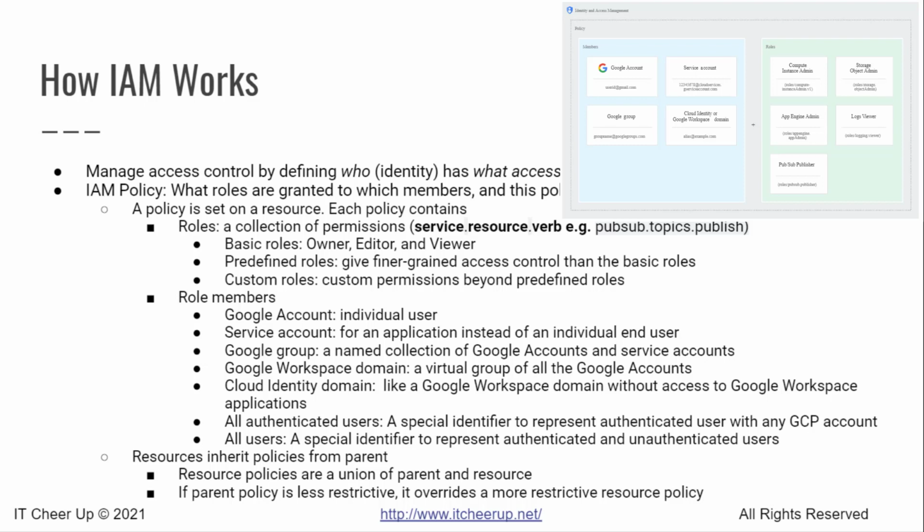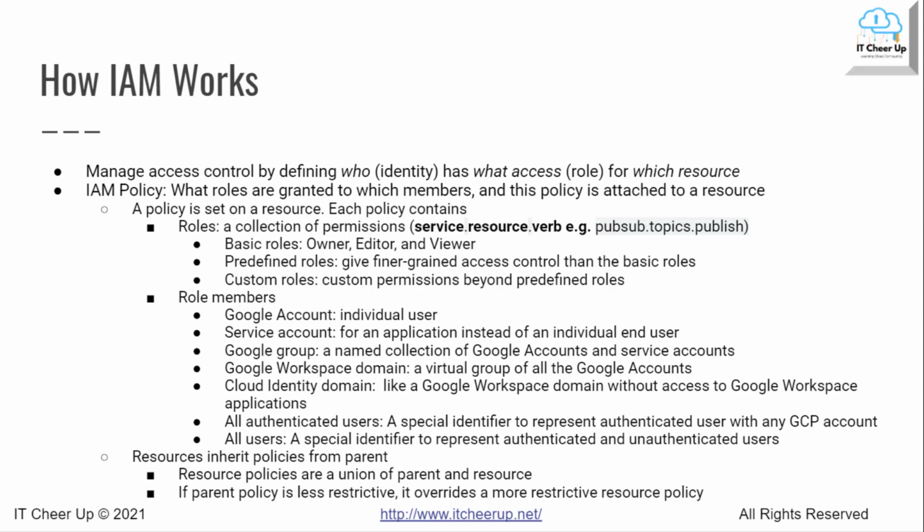A role is a collection of permissions with the format service.resource.verb, for example, pubsub.topics.publish. There are three types of roles: basic roles, owner, editor, and viewer. The predefined roles are the roles that give finer-grained access control than the basic roles. You can also create custom roles to the needs of your organization when predefined roles don't meet your needs.